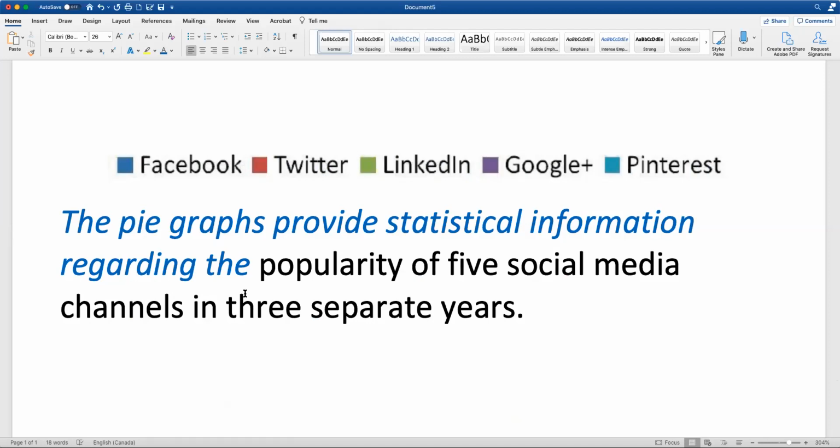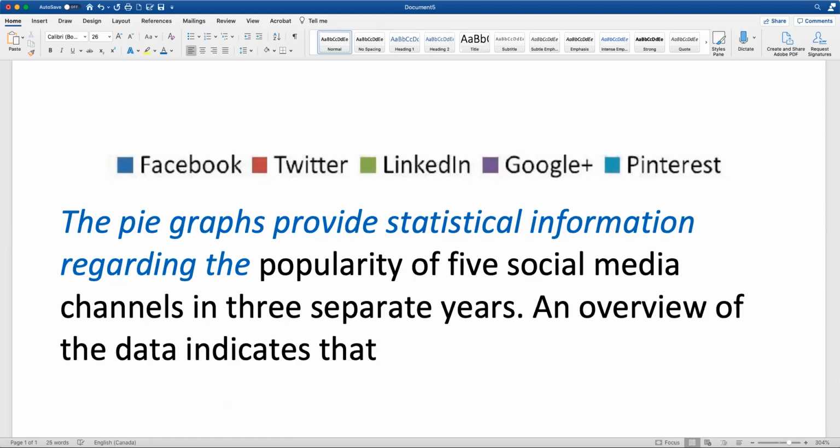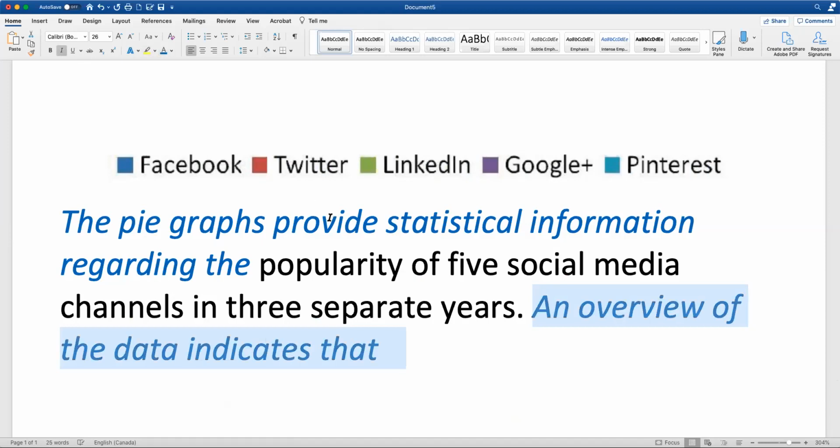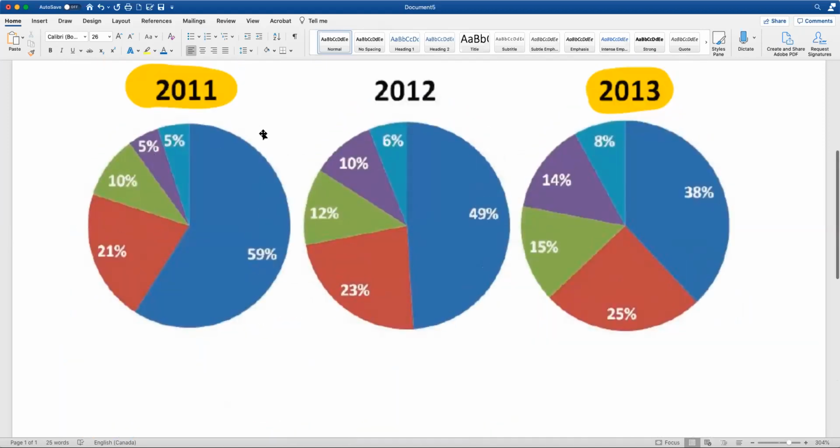Any questions about that one? No, thank you. Okay. An overview of the data indicates that. So when we write the overview sentence, we need to make sure that we're looking at something related to the changes. I think the easiest way to do it is to look at 2011 and look at 2013 and see if there's been a lot of change, some change or not much change? I think some change.